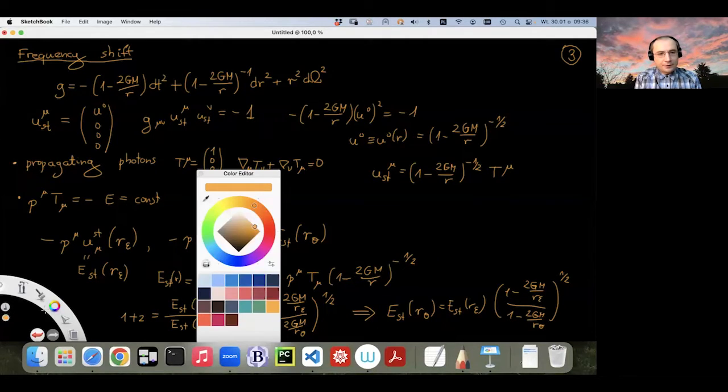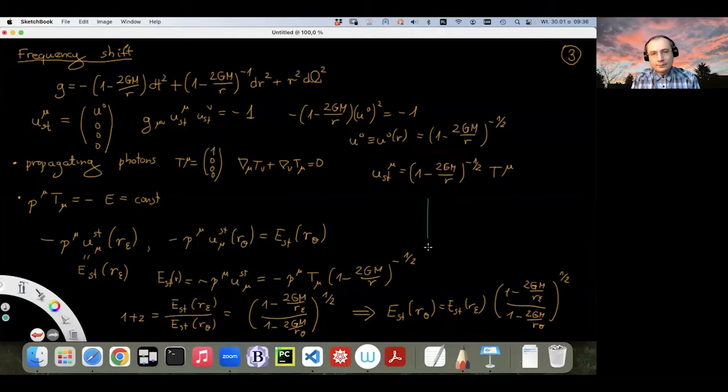Okay, I will use a bit of a different color. So assume we fix the observation point at some RO. But we take the emission point and approach the 2GM radius from above. So we allow the emitter to be as close as possible to the r equal to 2GM singularity. And what happens in this case, it's easy to see.